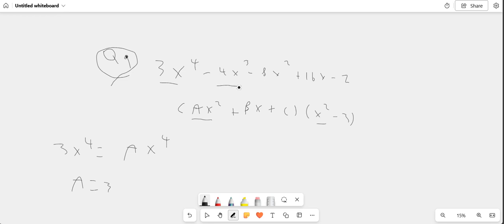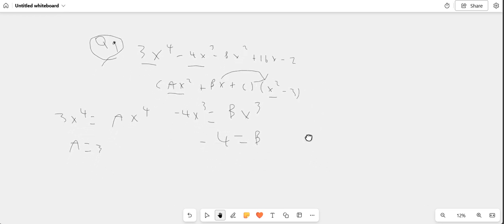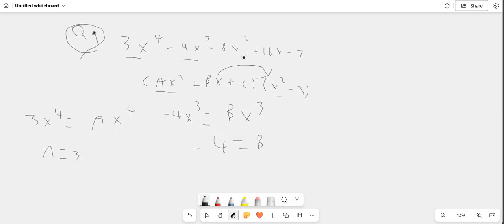Now, we've got minus 4x cubed here. Again, how do we get x cubed from this? Well, we can only get it one way, which is bx times x squared. So that's going to become bx cubed. So bx cubed is equal to minus 4x cubed. That means that minus 4 is equal to b. You get it? Calm.